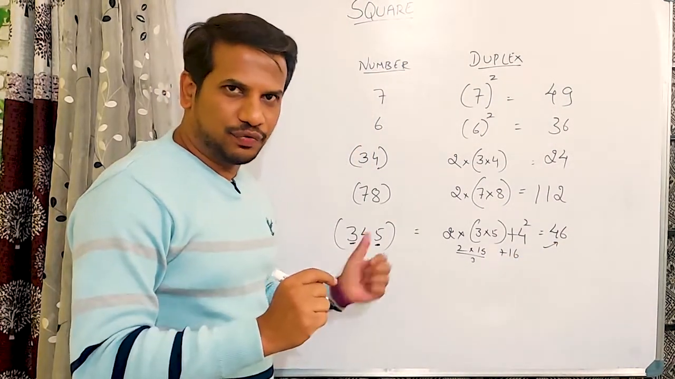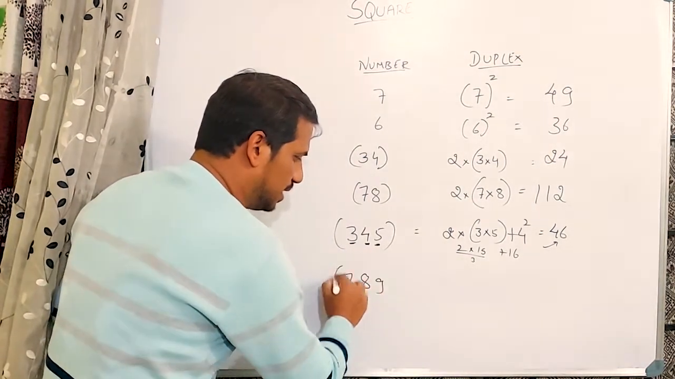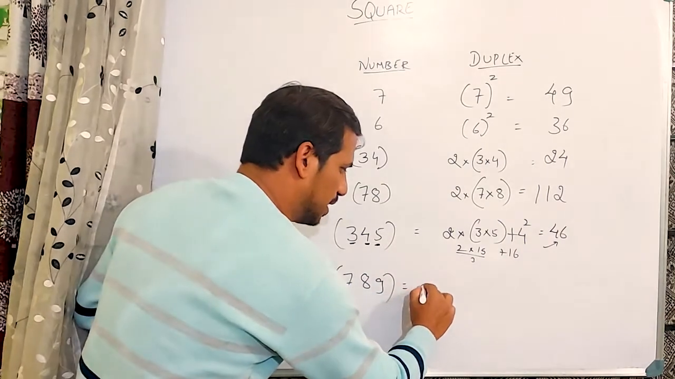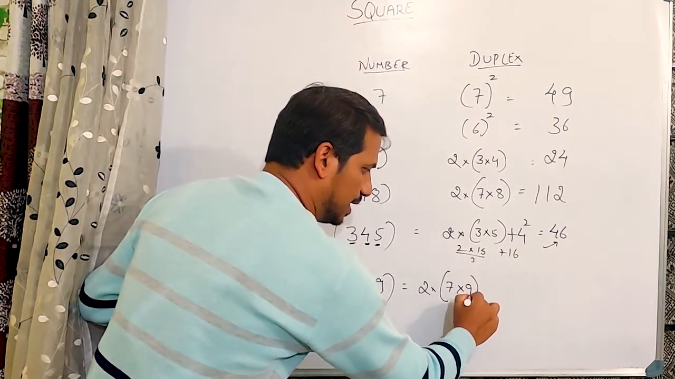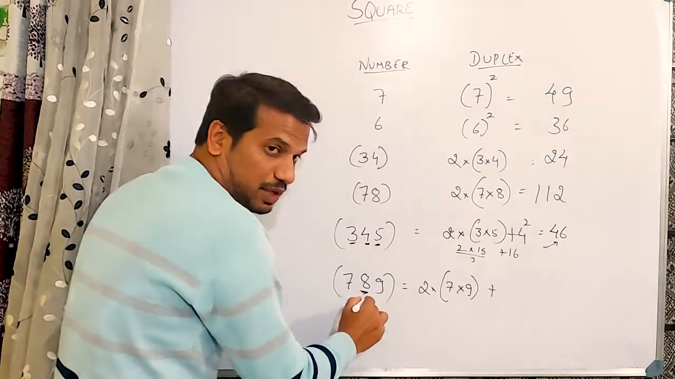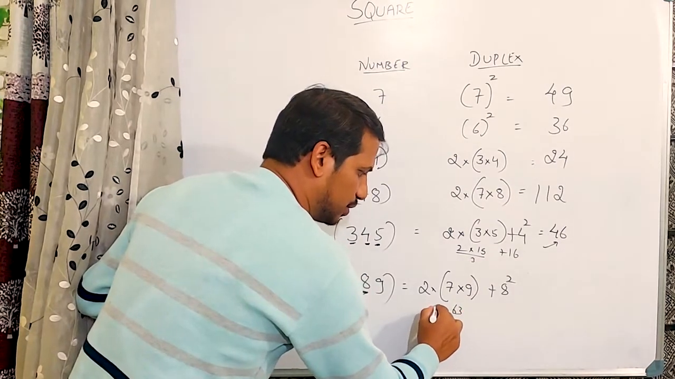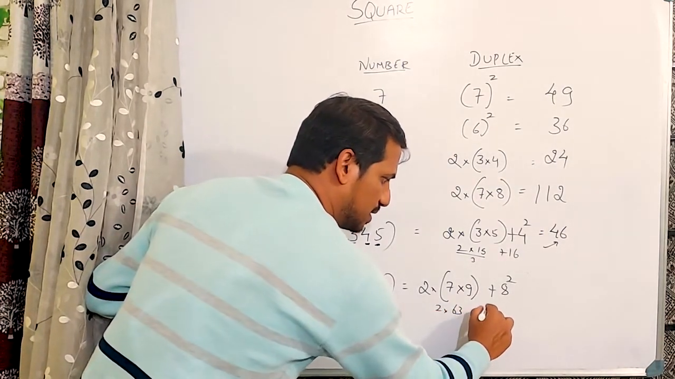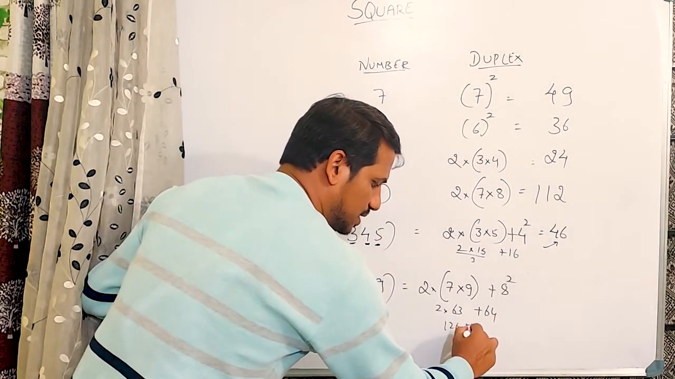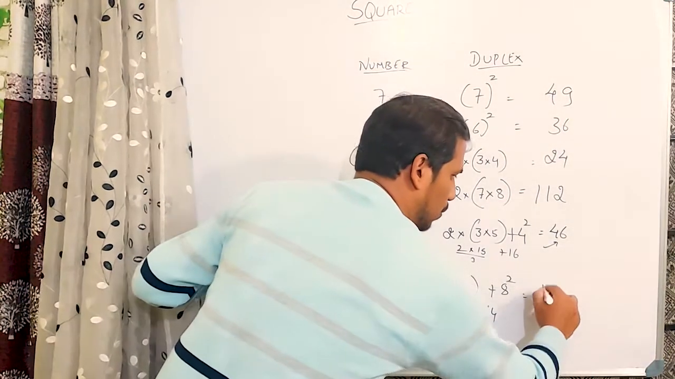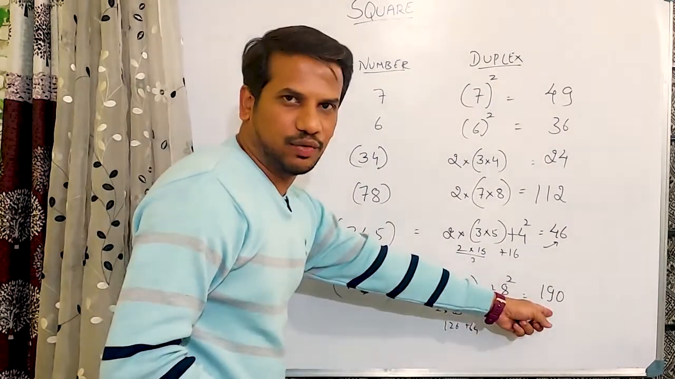Let's take another example of a 3-digit number. Suppose it is 789. How to find the duplex? It is nothing but twice 7 into 9 plus the square of the middle number, that is 8 square. So this comes out to be 63 into 2, 2 into 63 plus 64. So this is nothing but 126 plus 64, which is 190. So duplex of 789 is 190.